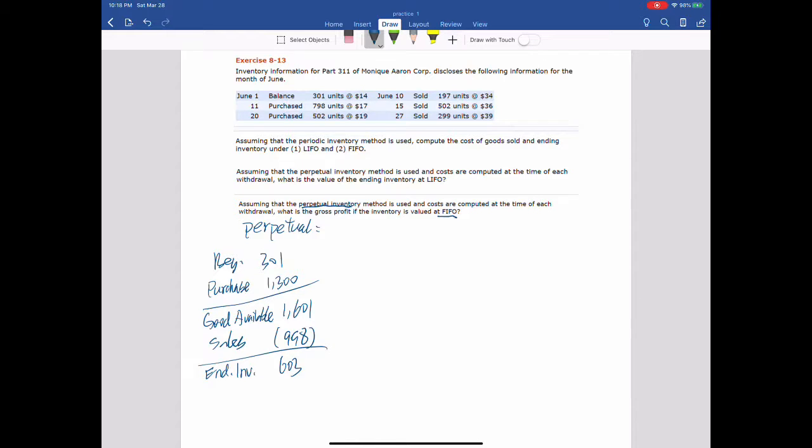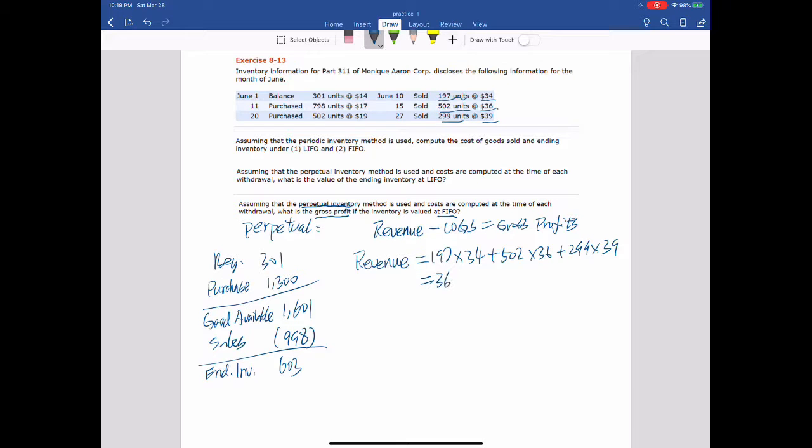We are asked to calculate the gross profit. Gross profit equals revenue minus cost of goods sold. We have the number of units sold and also their prices. So we can calculate the revenue: 197 multiplied by 34, 502 multiplied by 36, and 299 multiplied by 39. The total revenue is $36,431. Next is cost of goods sold.